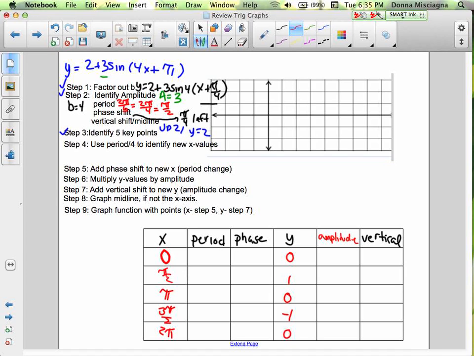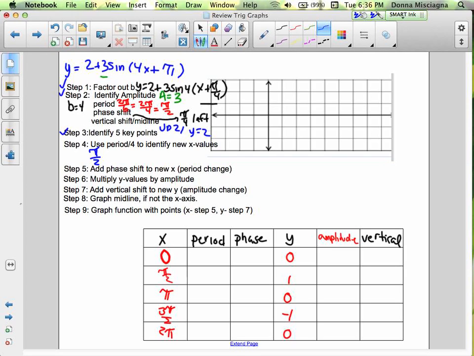But remember, sine uses the y value. So on the x-axis, y is 0. On the positive y-axis, sine is 1. On the negative part of the y-axis, sine is -1. So now we need to adjust everything. So we have our x and our y. We actually aren't going to use the x again because we have a period change. So for period, we take the period, and we divide by 4 to find the new values.